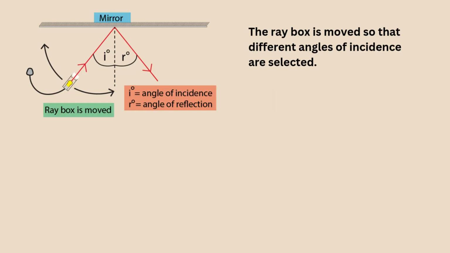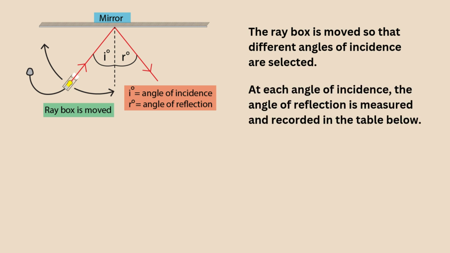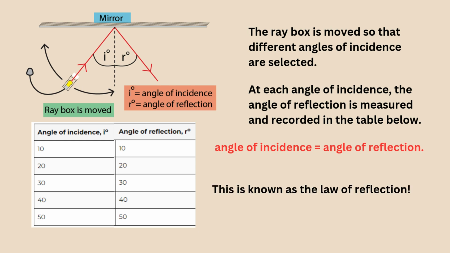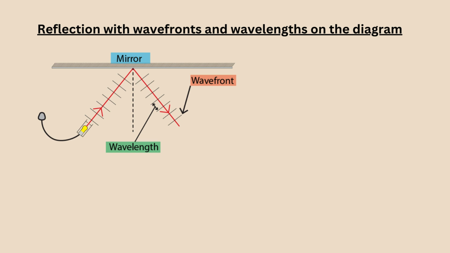The ray box is moved so that different angles of incidence are selected. At each angle of incidence, the angle of reflection is measured and recorded in the table below, and you can see that when the angle of incidence is 10 degrees, the angle of reflection is 10 degrees, and so on. This means that the angle of incidence equals the angle of reflection, and this is known as the law of reflection.